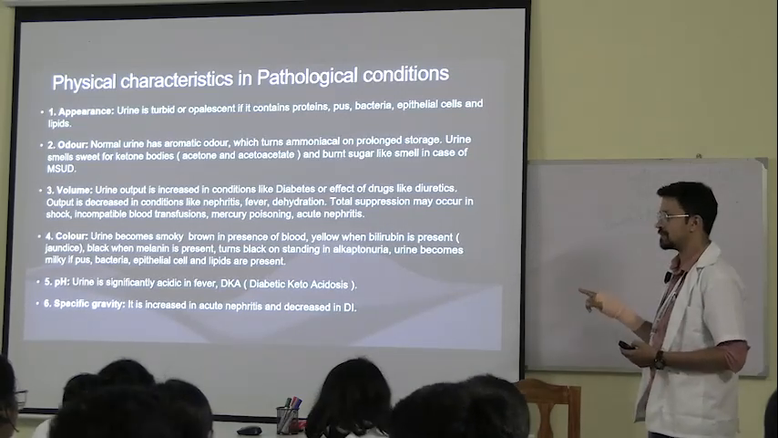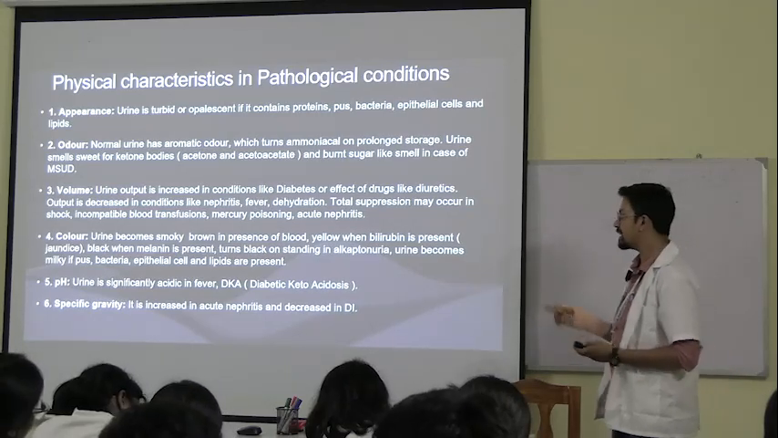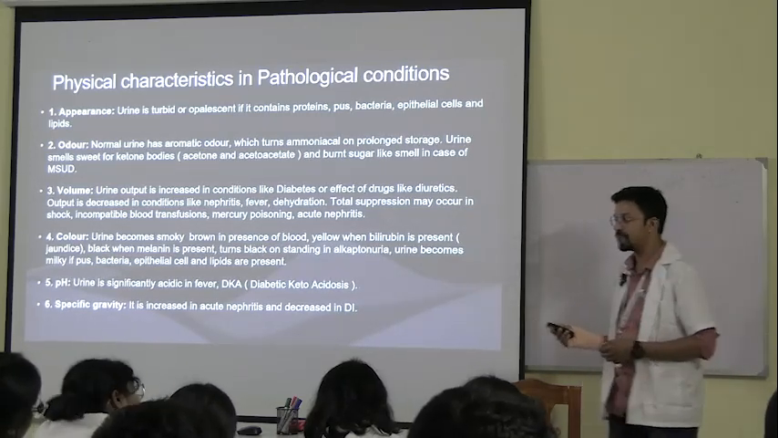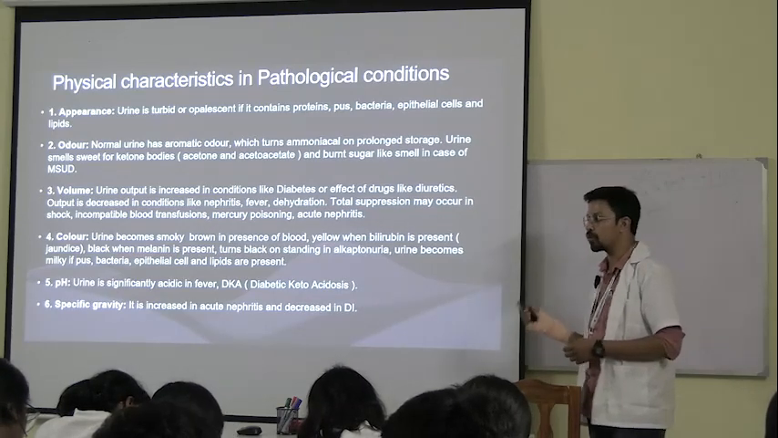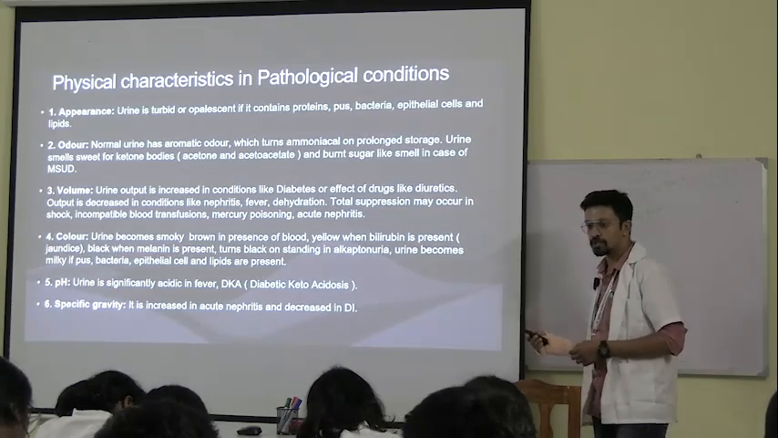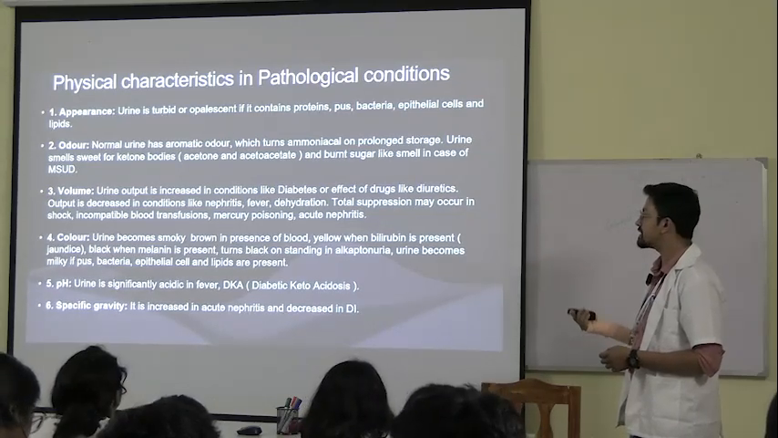Now why does it happen? That is a question that can be asked in your vivas. That reason is homogentisic acid, HGA, that causes this black coloration on prolonged standing. Understood? And urine becomes milky if pus, bacteria, epithelial cells and lipids are present.